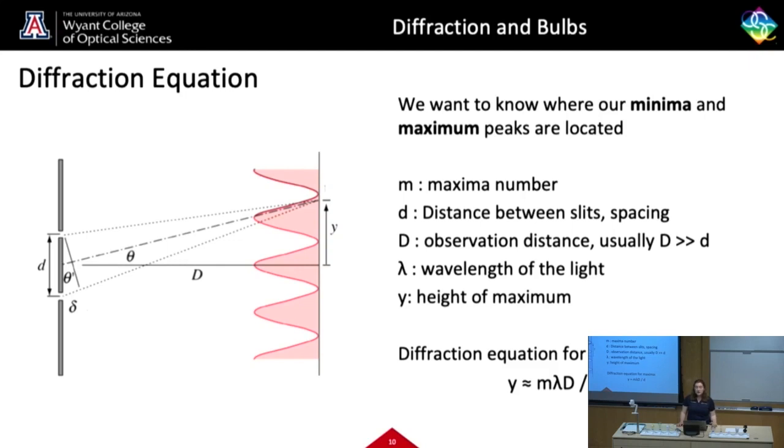The D observation distance is typically very large. So one of the ways that this diffraction equation works is when the distance from the slits is much, much larger than the distance between the slits. And then lambda is the wavelength of light. And this tells us where, the height from center or along the observation plane, we see a maxima.